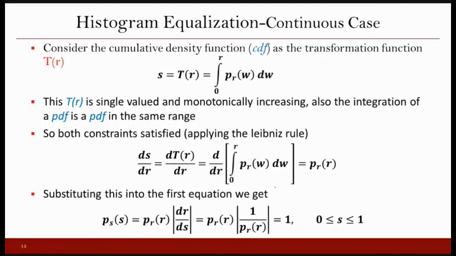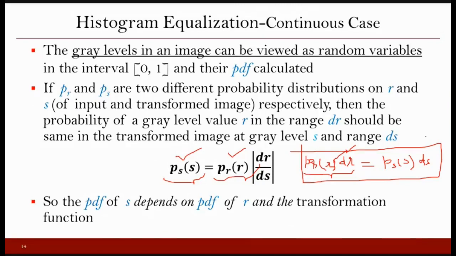Okay. So now let us try to find a function T(r) which satisfies this criteria. What criteria? This criteria that we have discussed here. Or in another way, we can say that we are now trying to find a T(r) which gives us the uniform distribution, right? Uniform histogram.